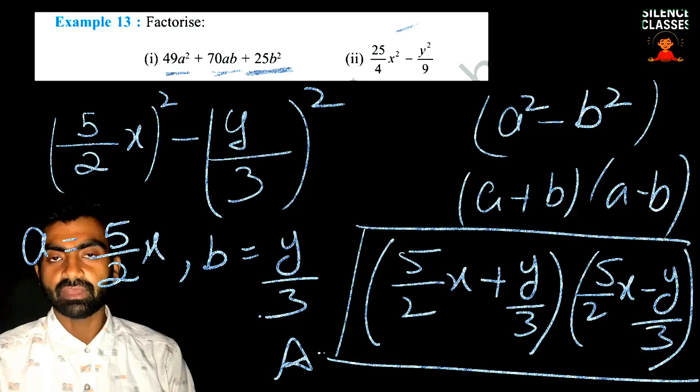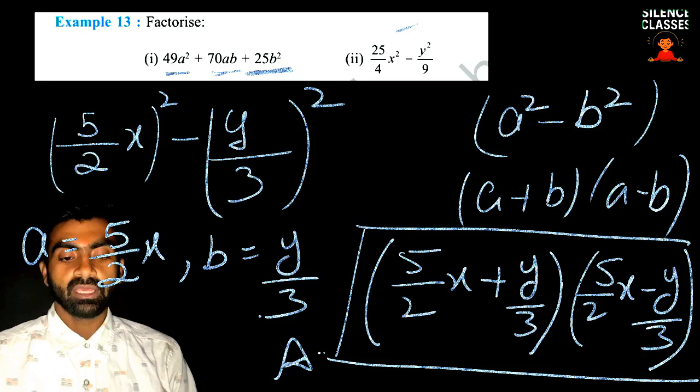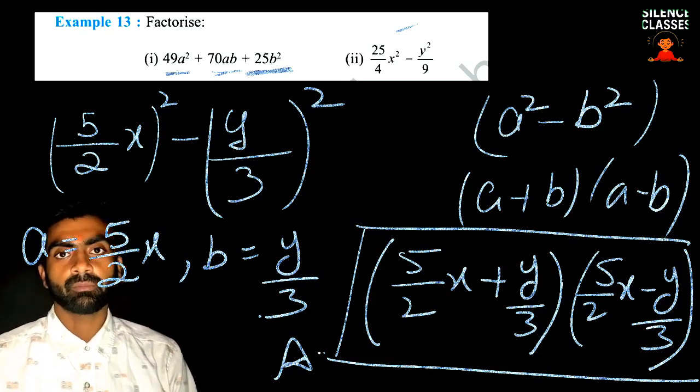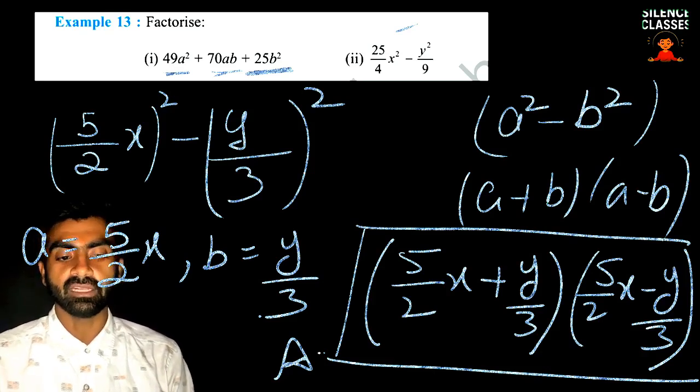The questions are very easy. You know the algebraic identities which I have told you. You have to remember that a square minus b square is equal to (a plus b)(a minus b). a square plus b square plus 2ab is the power of (a plus b) whole square. If you know all these identities, then only you can solve this particular question.